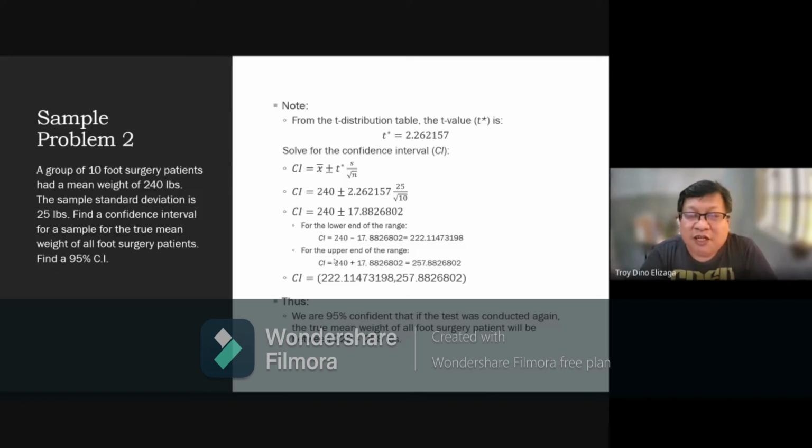Therefore, we have a confidence interval of 222.115 and 257.883. So what does this mean? So we are 95% confident that if the test was conducted again, the true mean weight of all foot surgery patients will be between 222 pounds to 258 pounds. So that's what it means.